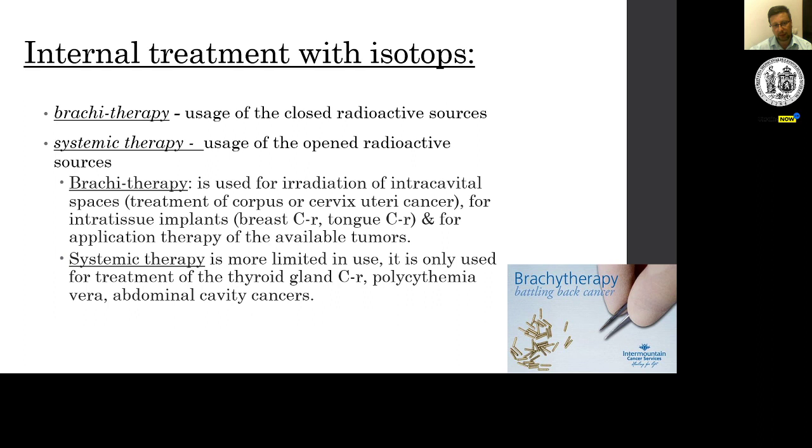And the alternative type of therapy of malignant tumors is systemic therapy. It means the usage of open radioactive sources. So, in short, brachytherapy is used for irradiation of intracavitary spaces, for example, treatment of the corpus or cervix of uterine cancer, for intratissue implants, for instance, in case of breast cancer or tongue cancer, or for application therapy of available tumors. Alternatively, systemic therapy is more limited in use, and it's only used for treatment of thyroid gland cancer, polycythemia, and some other rare cancers.